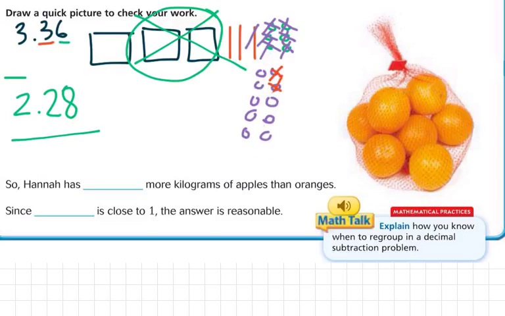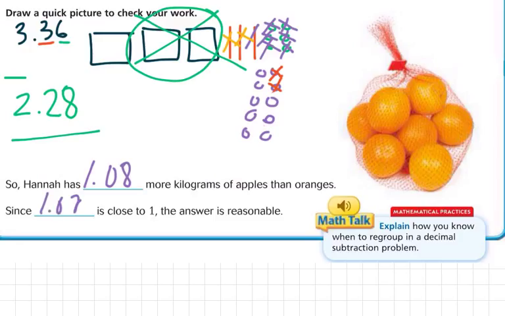And then we can see that there are 2 10s left. If we subtract 2 10s from 2 10s, we have to cross them out. There's no 10s there. So we can see that visually our answer is 1 and 8/100. Notice it's 8/100 because it's 8 circles. So Hannah has 1 and 8/100 more kilograms of apples. So since 1 and 8/100 is close to 1, we know that the answer is reasonable.